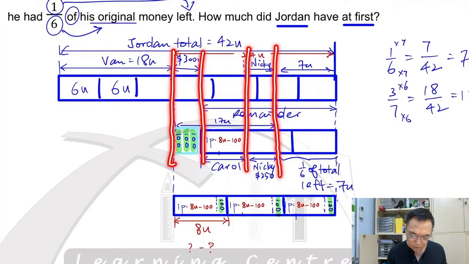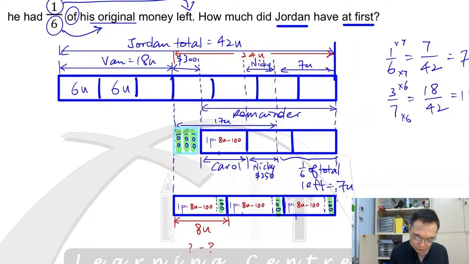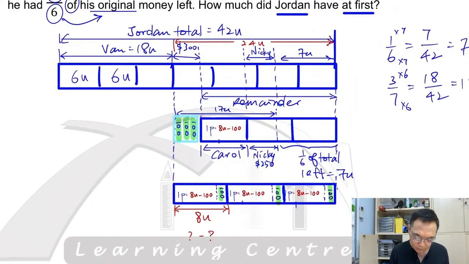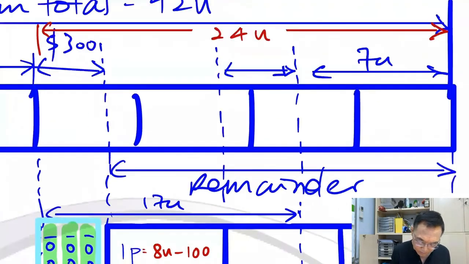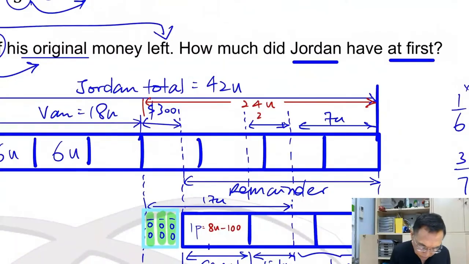Okay. Nikki says 250. Maybe I need to write 250 there for you to see. This part is equal to this part.